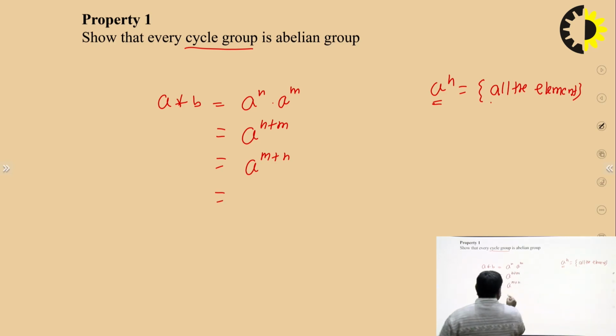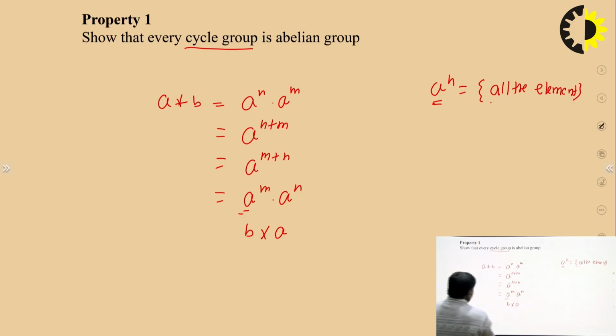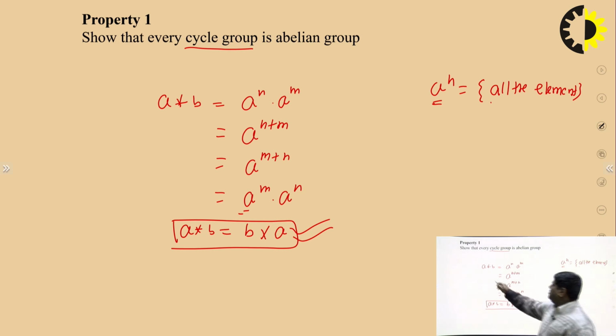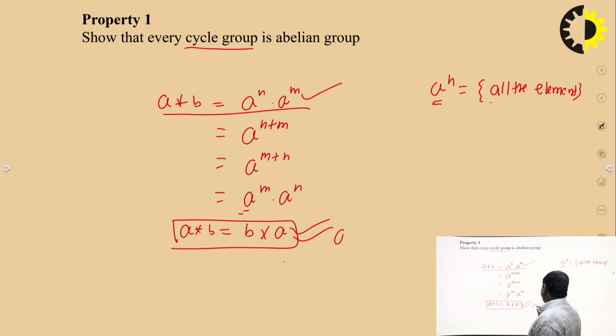Now we can write A to the power m and A to the power n, where A to the power m is known as B and A to the power n is known as A. It means A into B is equal to B into A, and this property is known as the abelian property, and this one is the cyclic group. It means every cyclic group is an abelian group. Now, this is the 4-line proof of this question, which is also a most important question.